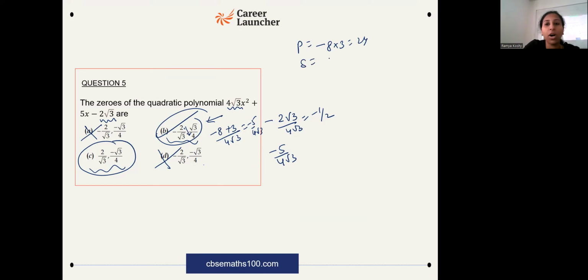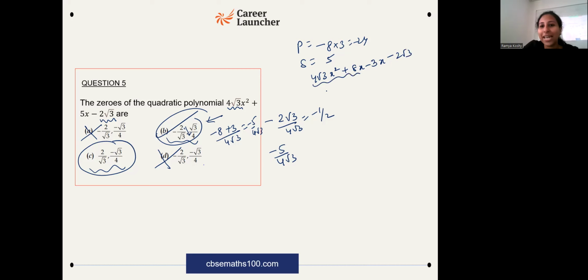And the sum should be what? 5. Which two numbers have a product of minus 24 and a sum of 5? It will be 8 and minus 3. So you will do 4 root 3 x square plus 8x minus 3x, 8 minus 3 is 5, minus 2 root 3.